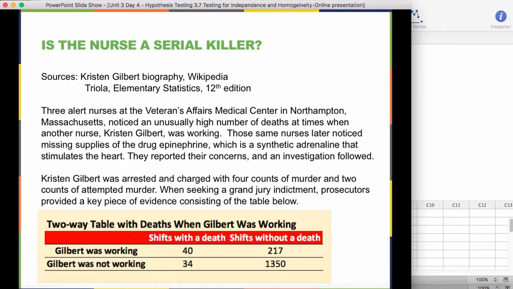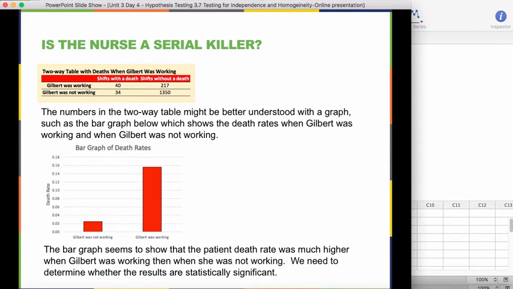When seeking a grand jury indictment, prosecutors provided a key piece of evidence consisting of the table below. So here you see shifts with a death, shifts without a death, when Gilbert was working and when Gilbert was not working. Viewed another way, if we put it on a bar graph, the numbers in the two-way table might be better understood with a graph such as the bar graph below, which shows the death rates when Gilbert was working and when she was not working.